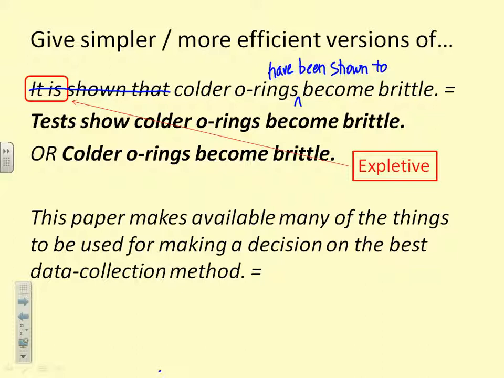This paper makes available many of the things to be used for making a decision on the best data collection method. That just sounds awful.